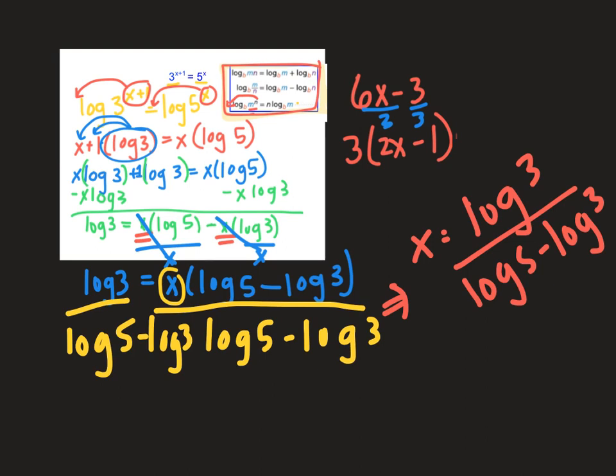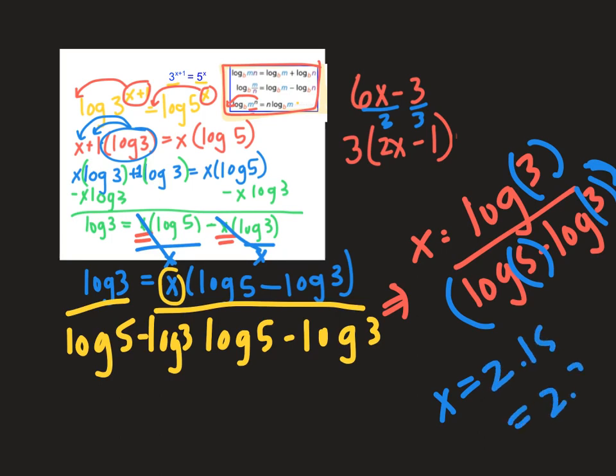Now, when you're typing this into a calculator, I would do it in 2 steps. I would enter the top and then enter the bottom. But if you want to try to do it all in one, make sure that's in parentheses. On the bottom, this part needs to be in parentheses. Close the parentheses around your 5, close the parentheses around your 3, and then add an extra one on the end for the whole denominator. When you type that into your calculator, you will get x equals 2.15, which is the same as 2.2 as your final answer.